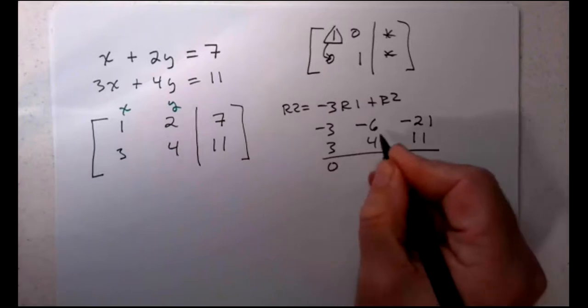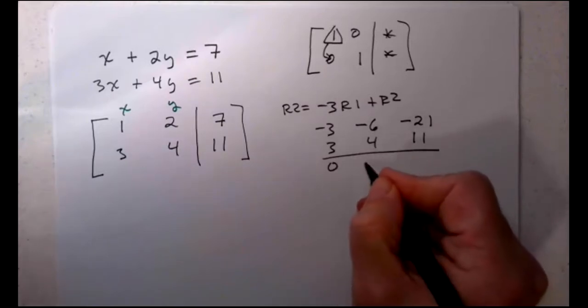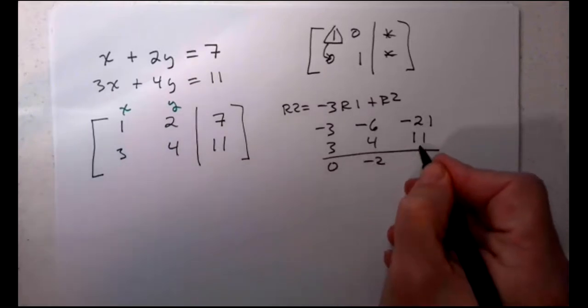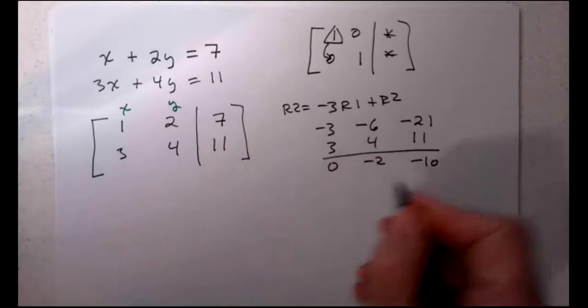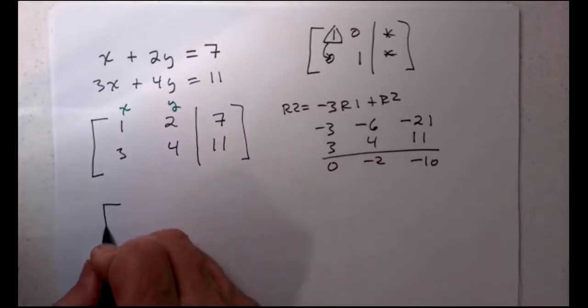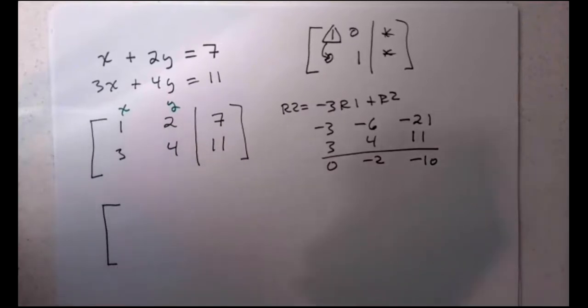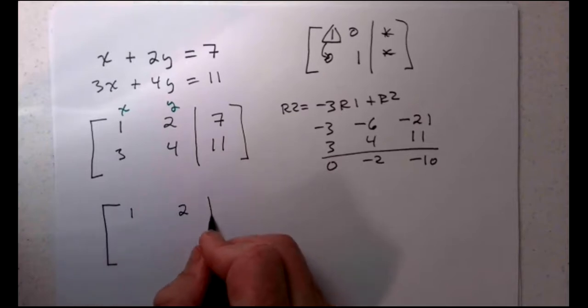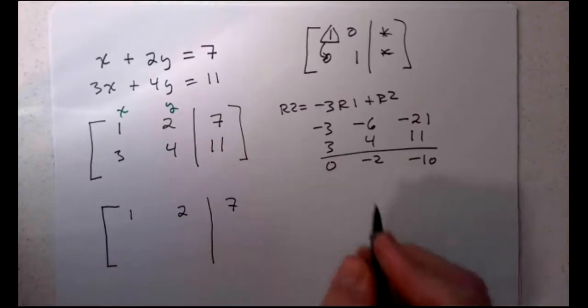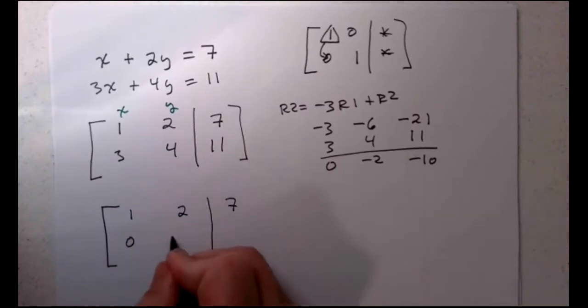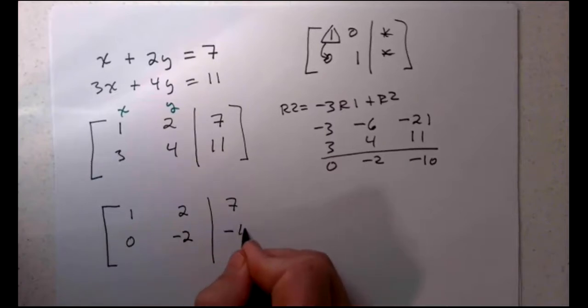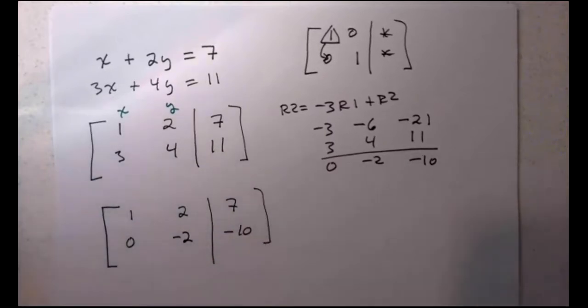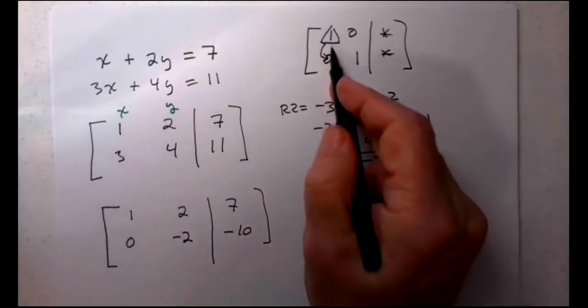0, that's what I want. Negative 6 and 4 is negative 2. Negative 21 and 11 is negative 10. This is my new row 2. So my equation is now going to be row 1 stays the same: 1, 2, 7. Row 2 is now 0, negative 2, negative 10. So I turn things into zeros by multiplying and adding.